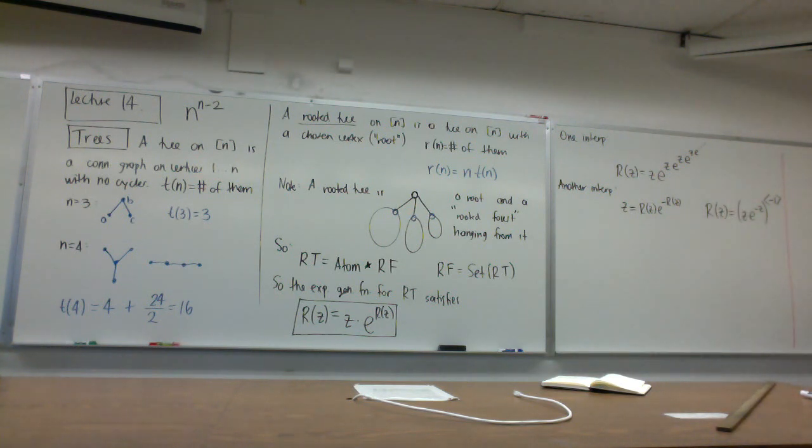So compositional inverse means what you should plug in here to get the identity. So what function do I need to plug in for z to get the identity? R of z. This is like sine and arc sine, or like 1 over x and 1 over x. It's the inverse function.